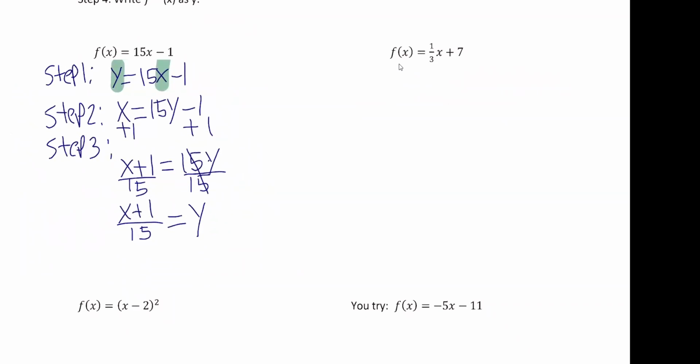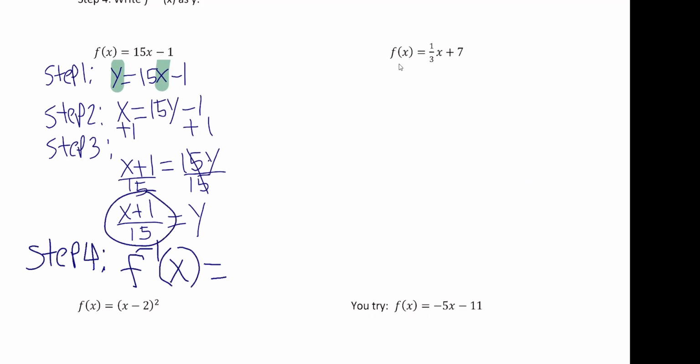Right. But then step 4, that's basically our answer. We just want to write it with this function, this inverse notation. So you do f negative 1 of x. That's the inverse of our function, is what we got here. So this is x plus 1 over 15.